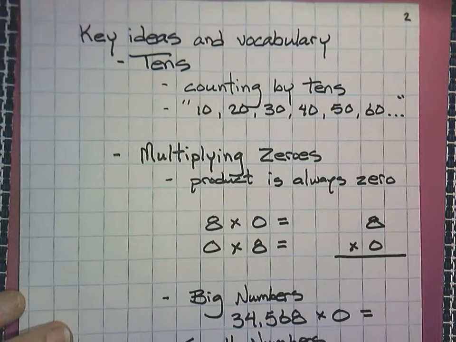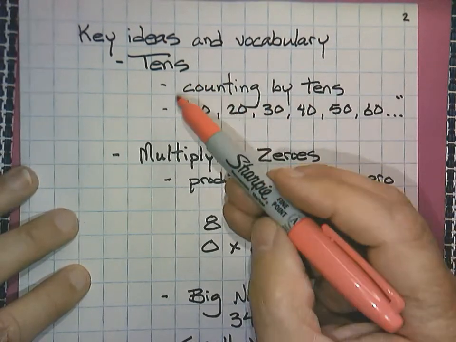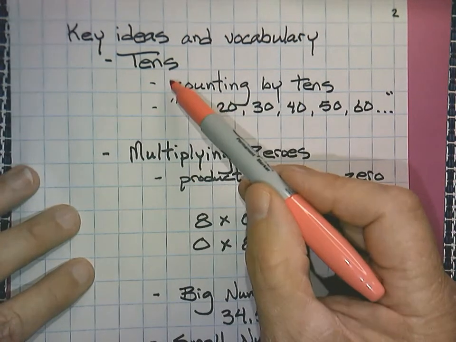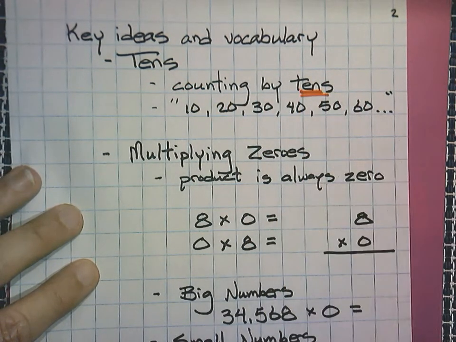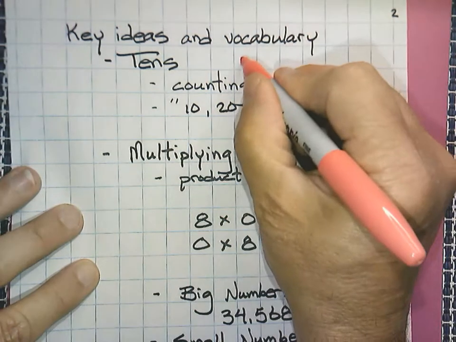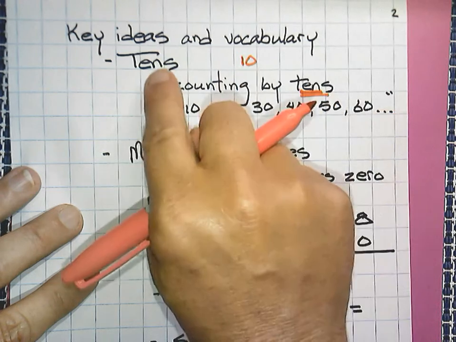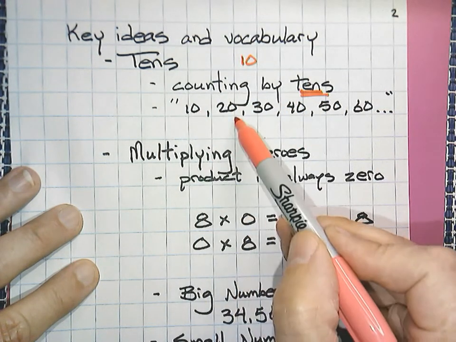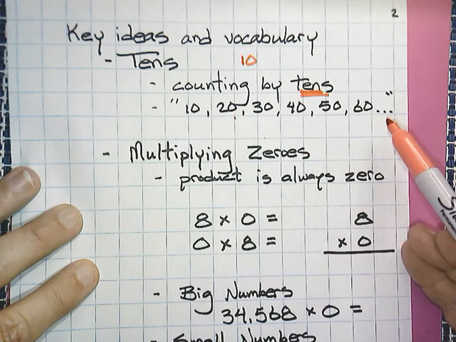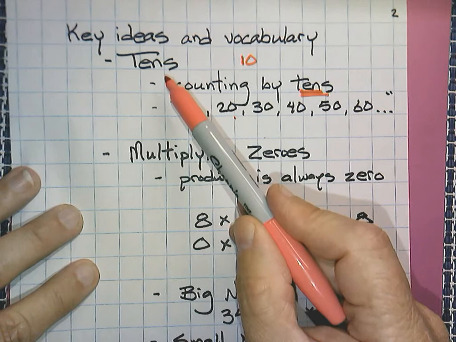Like any math lesson, there are always some key ideas and vocabulary. Let's touch on them quickly. Like we said previously, tens means that you're counting by tens. Some kids confuse it and think it has to be a 10. Well, yes, a 10 is part of tens, but tens are when you're counting by tens. For example, 10, 20, 30, 40, 50, 60, 70, and continuing are referred to as tens because you count by tens.